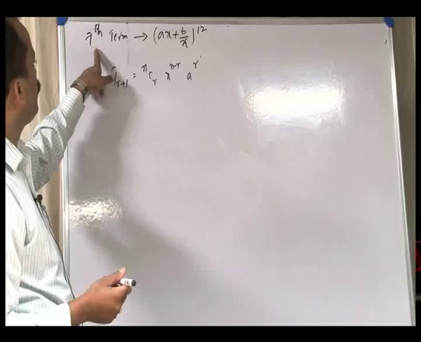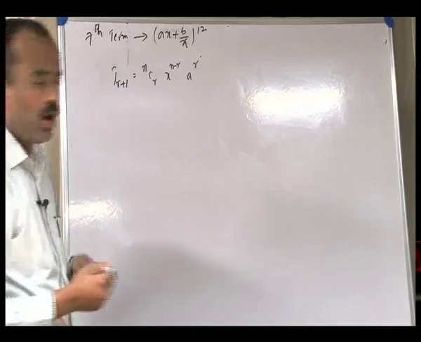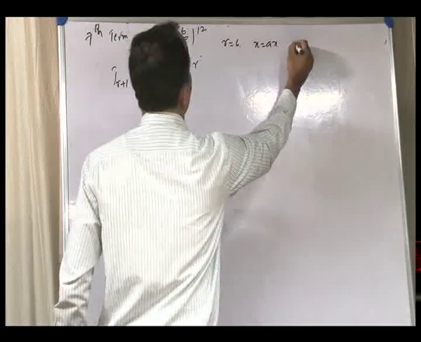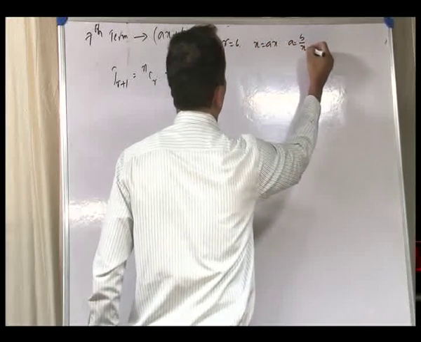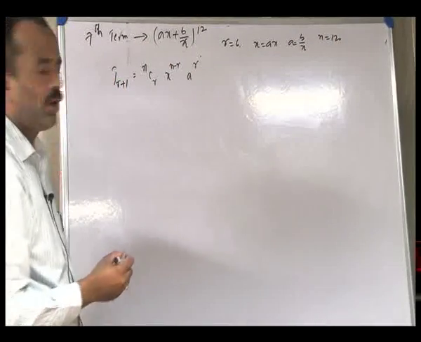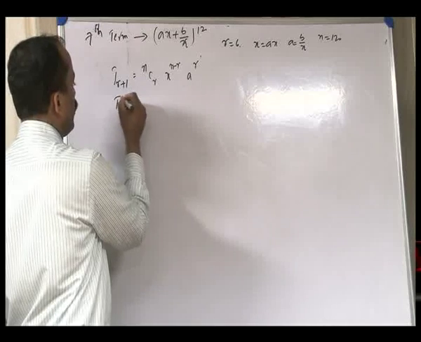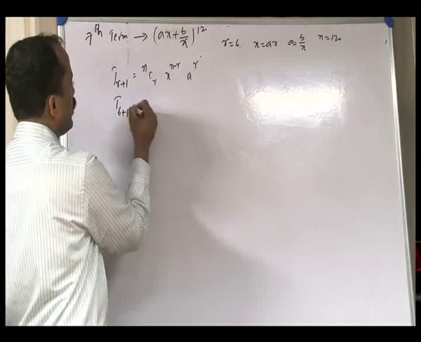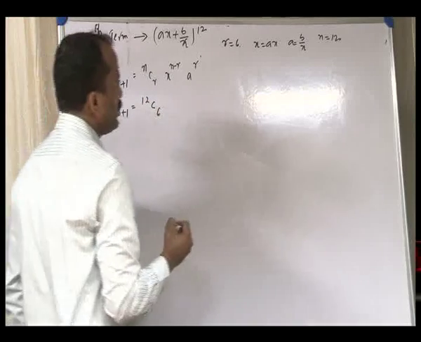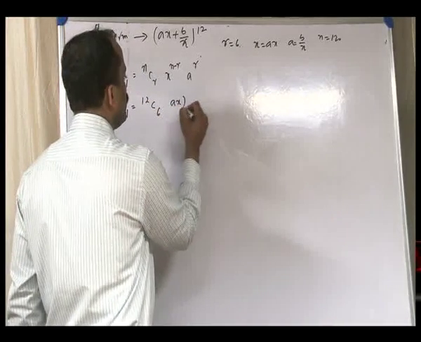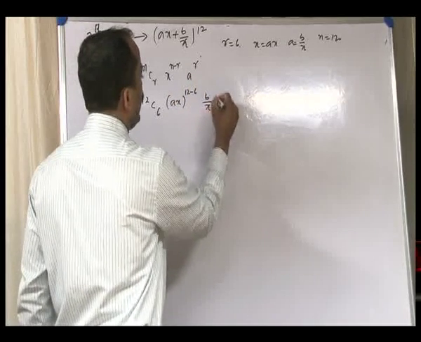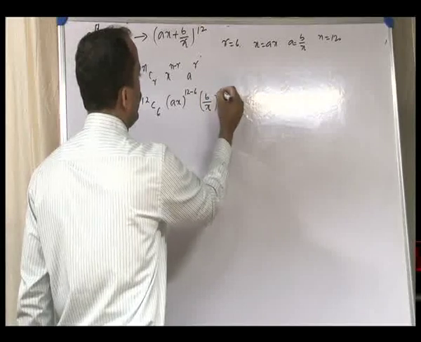Suppose we want to find the seventh term. What is the r value? The r value is 6, x value is ax, a value is b by x, and n value is 12. Now you substitute T(r+1). What is the r value? 6 plus 1 is equal to 12C6. What is x value? (ax) to the power of 12 minus 6, into b by x to the power of r, which is 6.